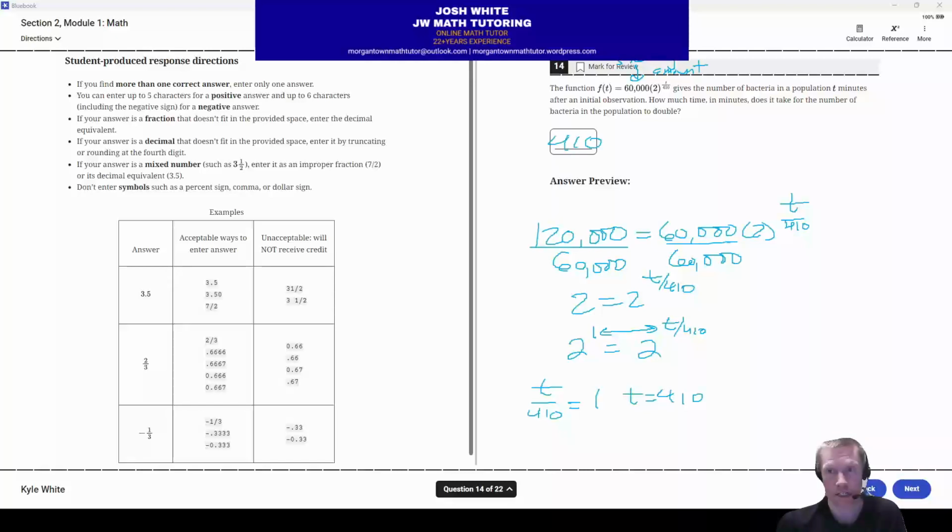Now, you technically could also get that just by looking at the problem without even doing any work, because of this number down here. This 410 is also basically the amount of time for the population to double. So it's not just a coincidence that the answer 410 is the same as the number that t is divided by in the problem.